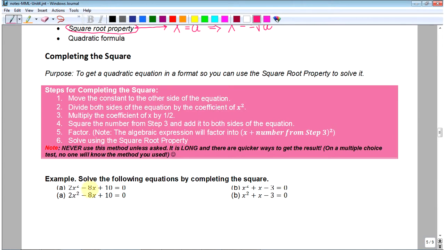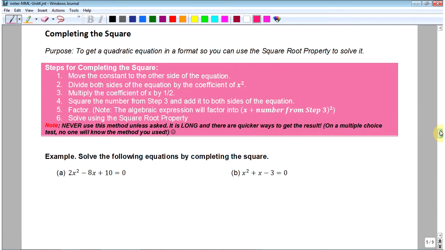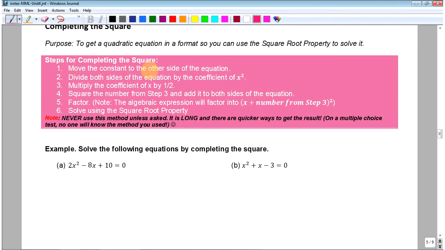As we go through the steps, I'm going to apply it to our first example, A. Our first step is to move the constant to the other side of the equation. That means we want to subtract 10 from both sides. So I have 2x squared minus 8x is equal to negative 10. Step 2, divide both sides of the equation by the coefficient of x squared. The coefficient of x squared is 2, so I need to divide everything by 2. I end up with x squared minus 4x, leave a little space, is equal to negative 5.